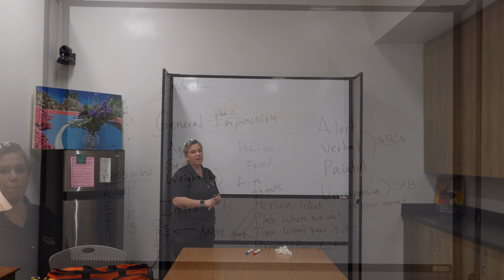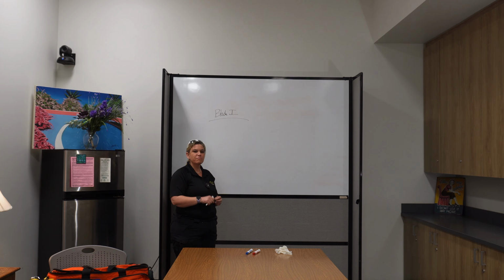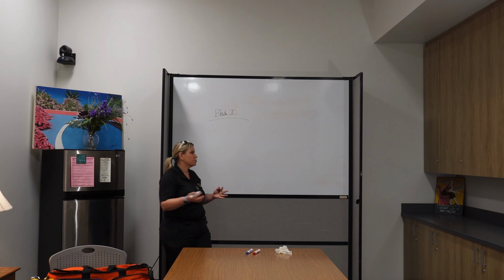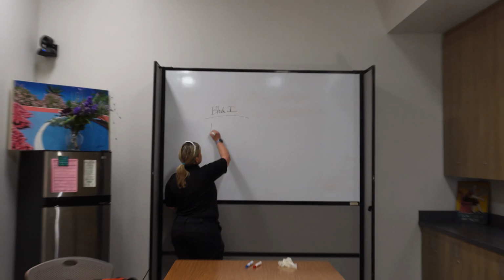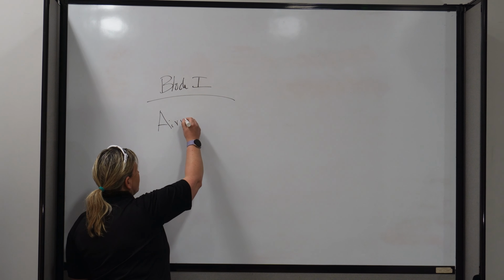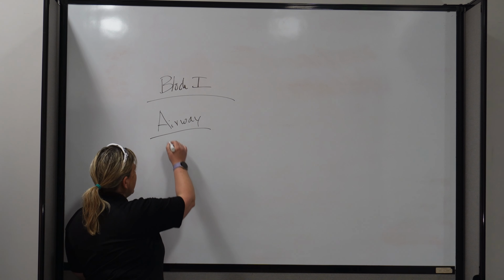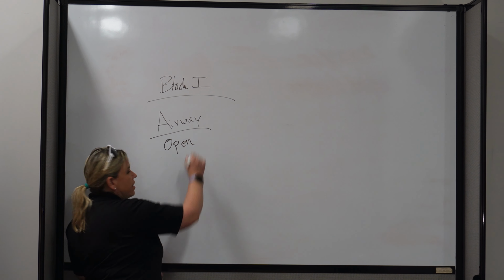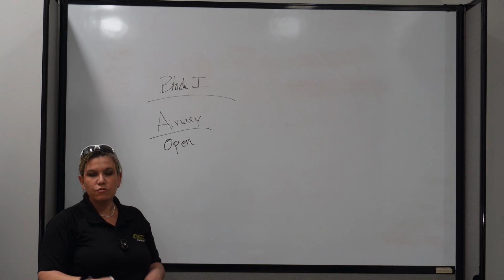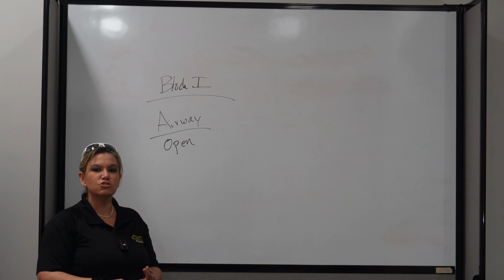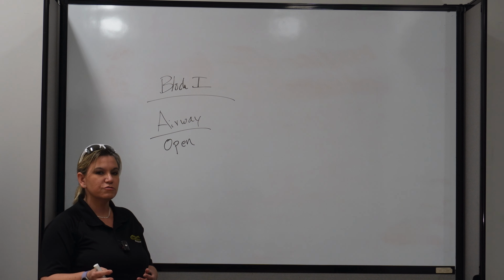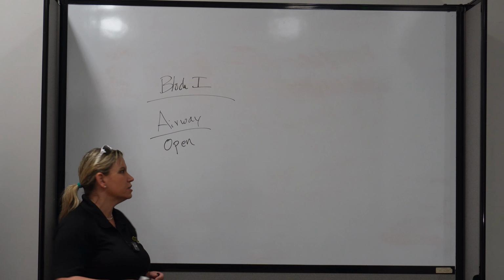Okay? All right, so after I find out if my patient is alert and oriented, then I'm going to move on to my ABC. So this is pretty much my primary assessment. So A stands for airway. So I'm trying to assess my patient. Is my airway open? Okay, if it's not open, we need to open it. You can open it with a head tilt chin lift or a jaw thrust. Remember, jaw thrusts are used for patients with possible spinal injuries.